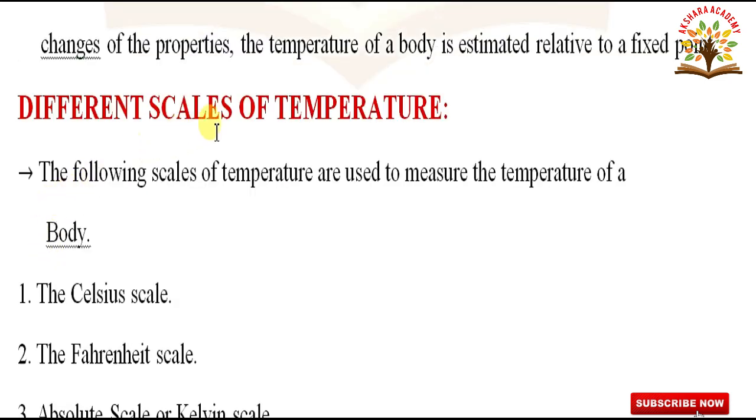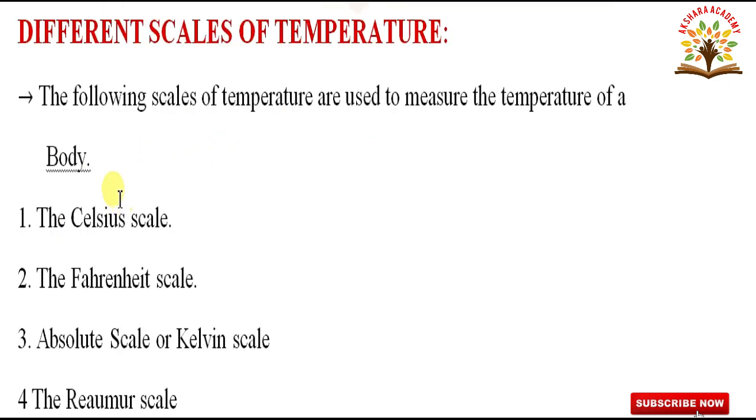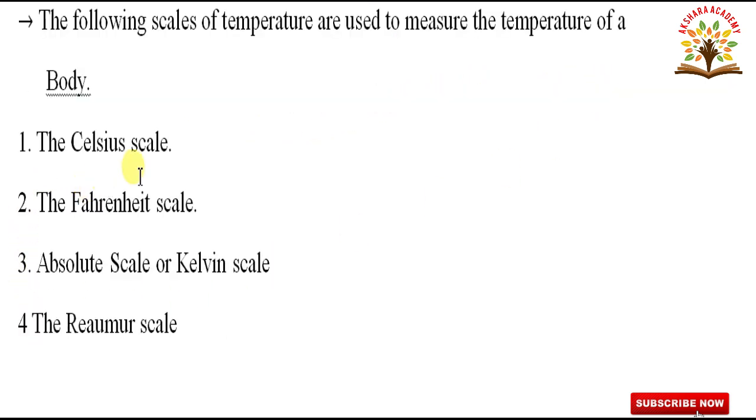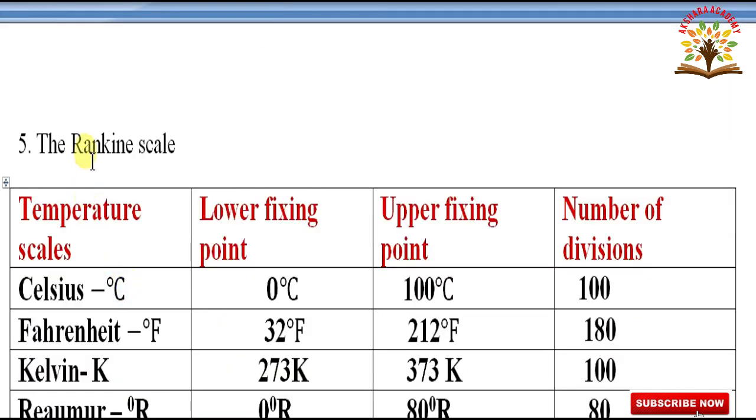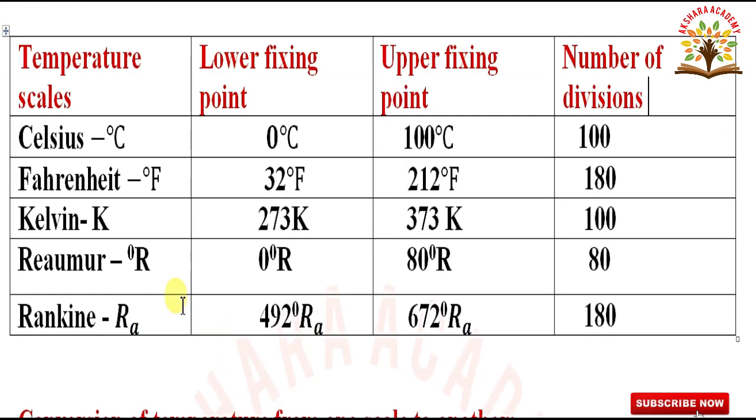Next, different scales of temperature. The following scales of temperature are used to measure the temperature of a body: Celsius scale, Fahrenheit scale, absolute scale or Kelvin scale, Reaumur scale and the Rankine scale. This is the table mentioning the scales: lower fixing point, upper fixing point, and number of divisions.